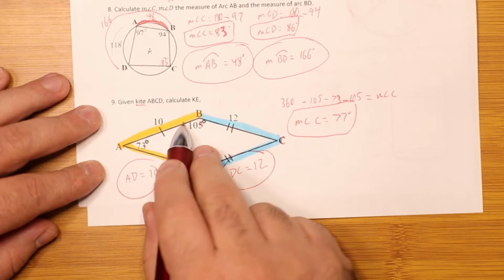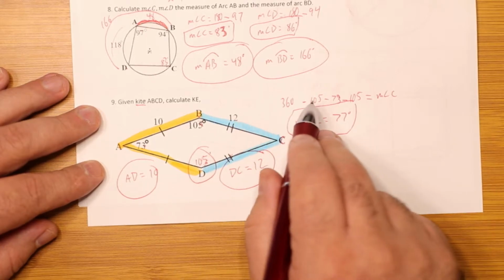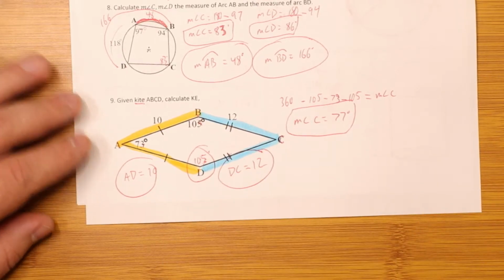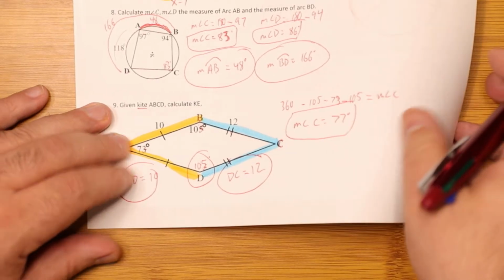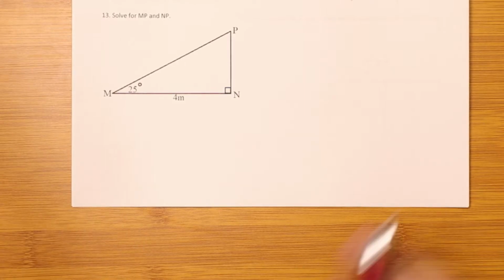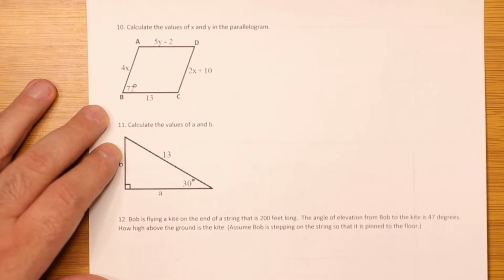So you have to find the three angles you already have and subtract them from 360. Kind of sneaky because it looks like a rhombus, and I know it does. Be ready. All right. Number 10.